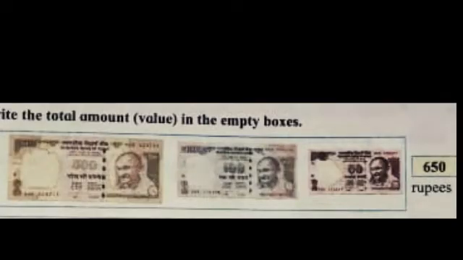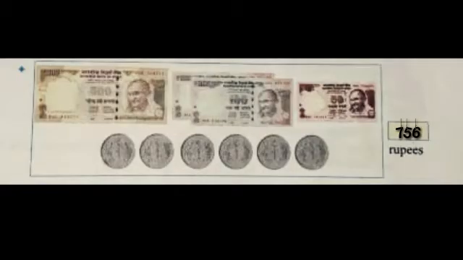Now we will solve some exercises, children. Now see, write the total amount, the value, in the empty boxes. Children, I have already given you the value in the empty boxes, but you are still going to count the notes and tally it. Now see the first example. There is a 500 rupees note, a 100 rupees note and a 50 rupees note. So children, 500 rupees note plus 100 rupees note plus 50 rupees note makes 650 rupees.